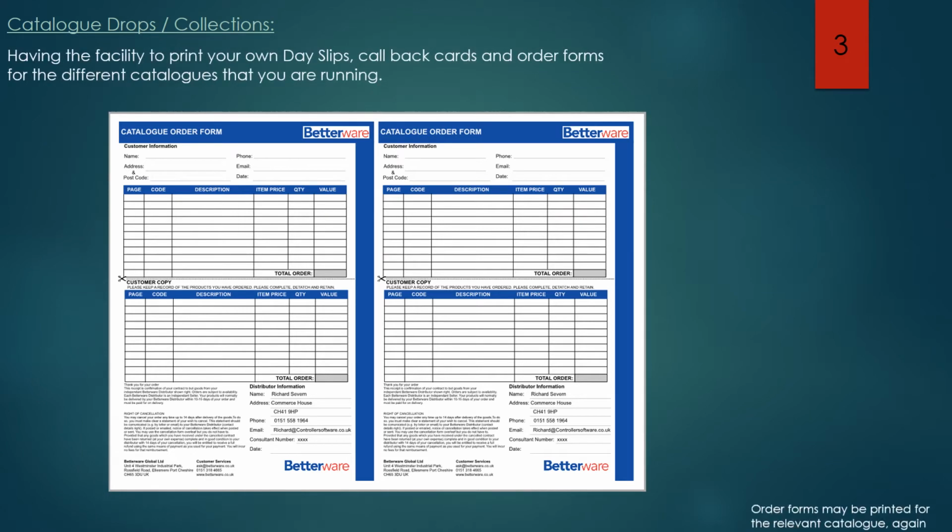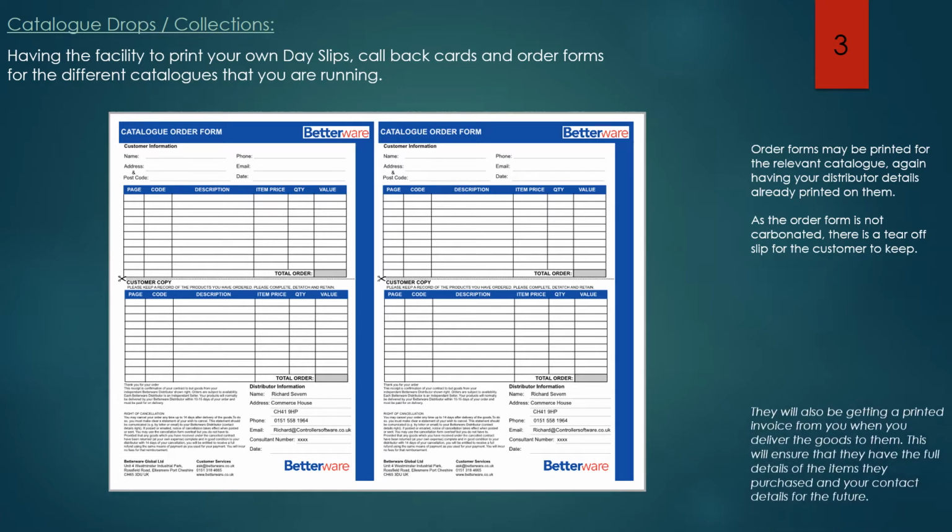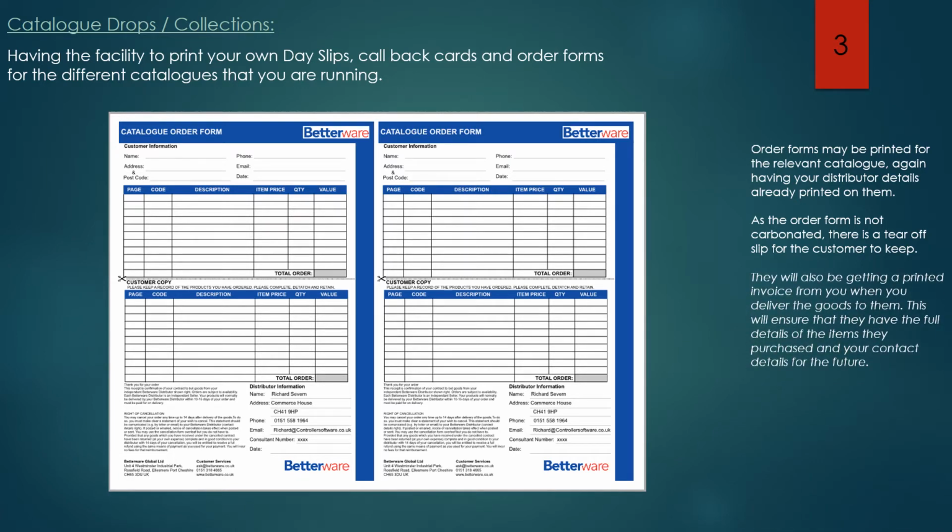Order forms may be printed for the relevant catalogue, again having your distributor details already printed on them. As the order form is not carbonated, there's a tear-off strip at the bottom for the customer to keep. They will also be getting a printed invoice from you when you deliver the goods to them. This will ensure that they have the full details of the items they've purchased and your contact details for the future.